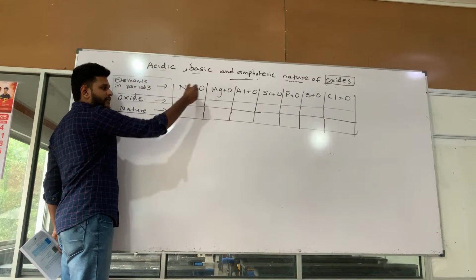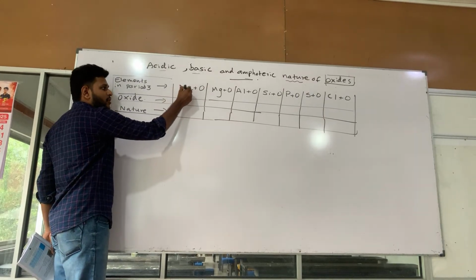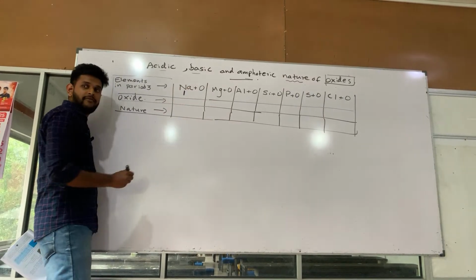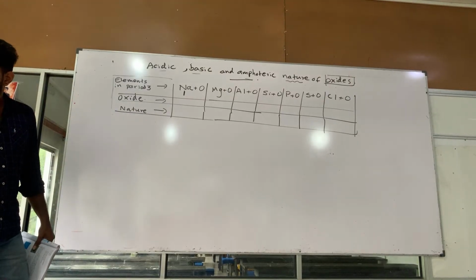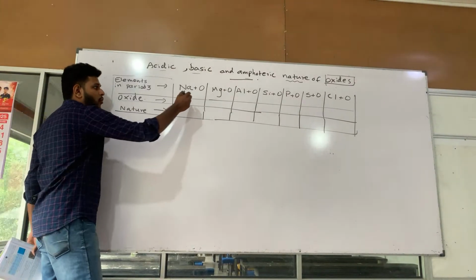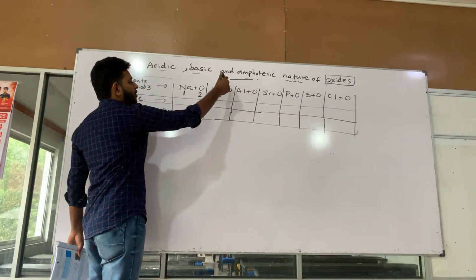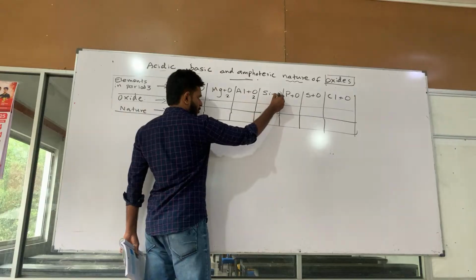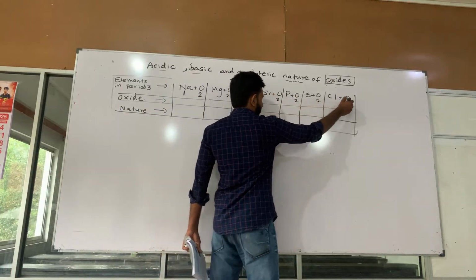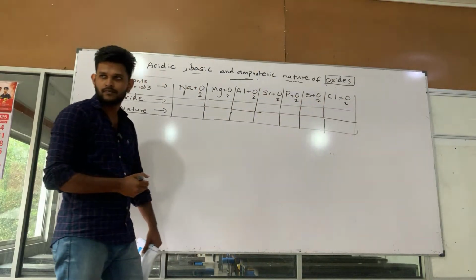Sodium, when combined with oxygen, what is the valency of sodium? The valency of sodium is equal to 1. The valency of oxygen is equal to 2. So everywhere the valency of oxygen is 2, 2, 2, 2, 2, and here also 2. Right?